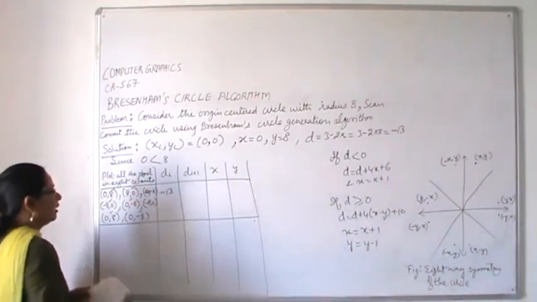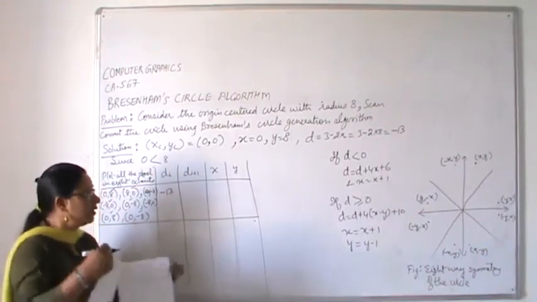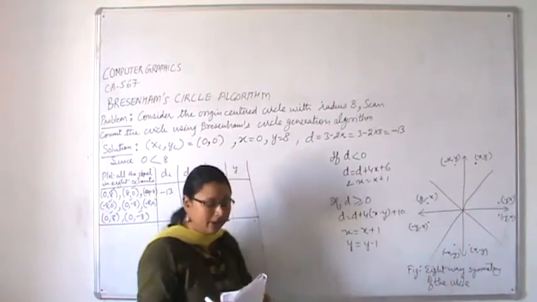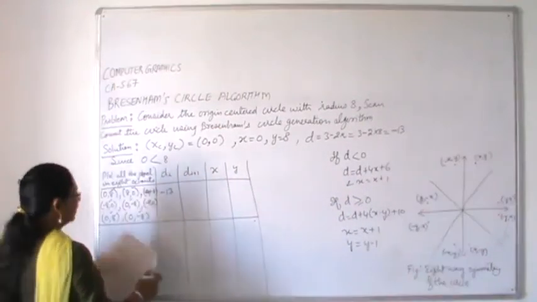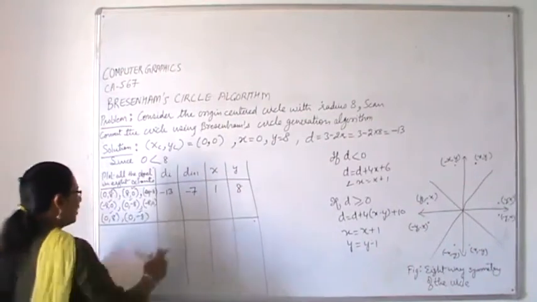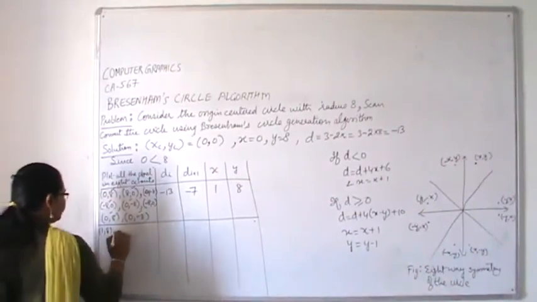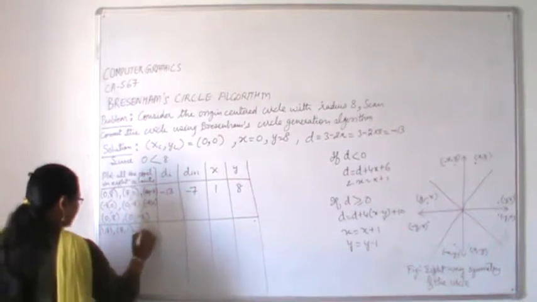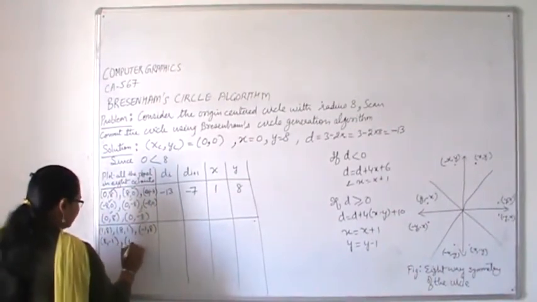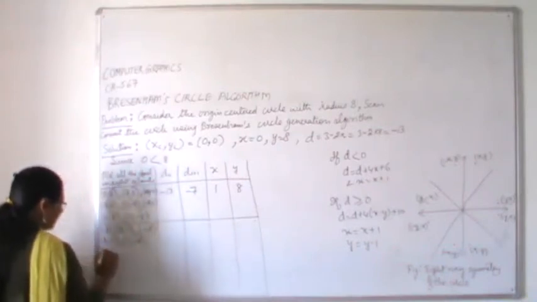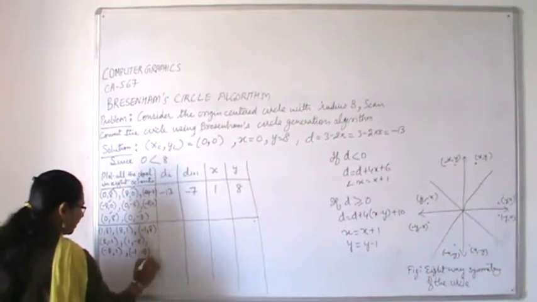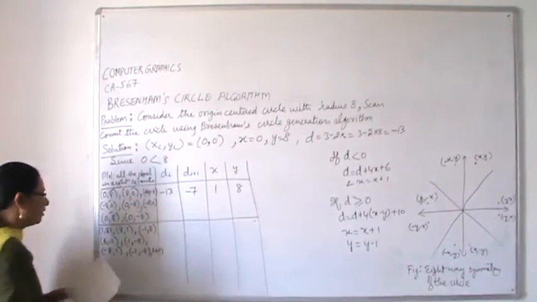So according to these conditions, now d is less than 0, so we will use this value of d to calculate the decision parameter at the i plus 1th step, and we increment x by 1. So it will be -7, and the value of x, initially 0, will be 1, and y will be 8. Now we have to plot these points: (1, 8), (8, 1), (-1, 8), (8, -1), (1, -8), (-1, -8) and (-8, -1). So we have plotted all 8 points.